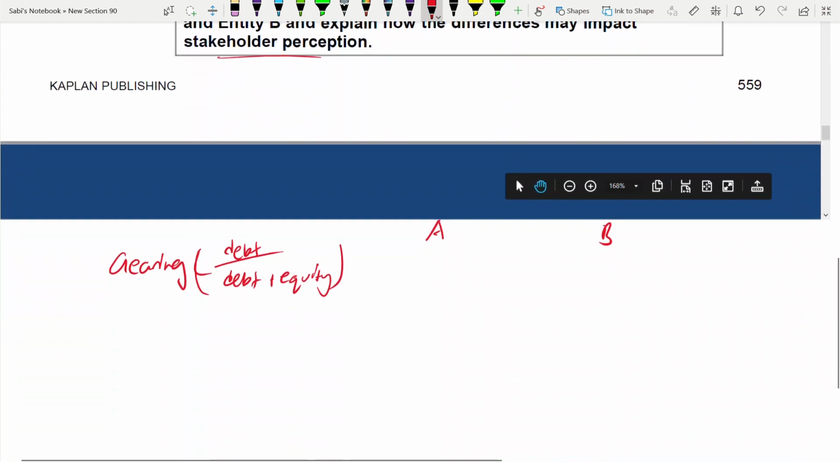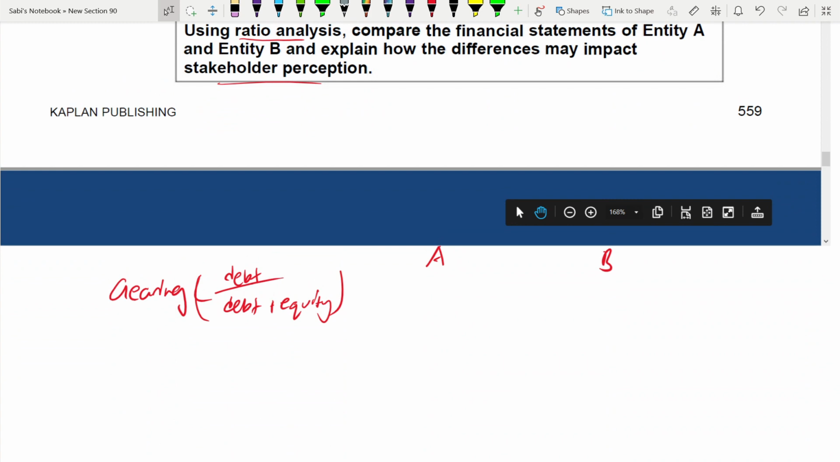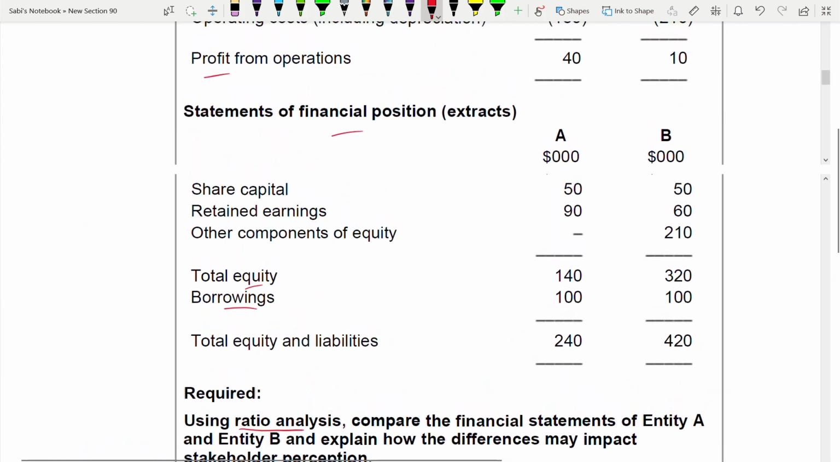One is gearing, the other one will be a profitability ratio. That could be operating profit margin. Operating profit margin has the same formula, operating profit divided by revenue, so I'm not writing the formula down. Next could be your return on capital employed, ROCE. This is a very famous ratio, by the way, that is often used by investors.